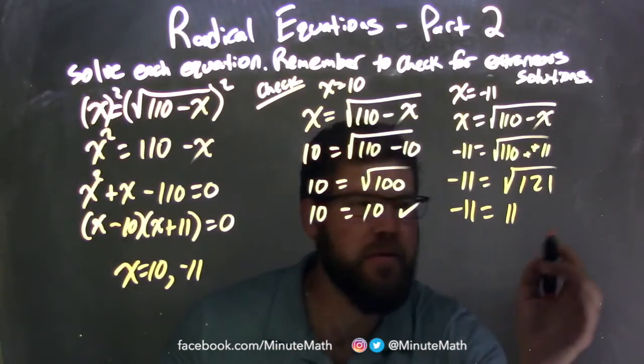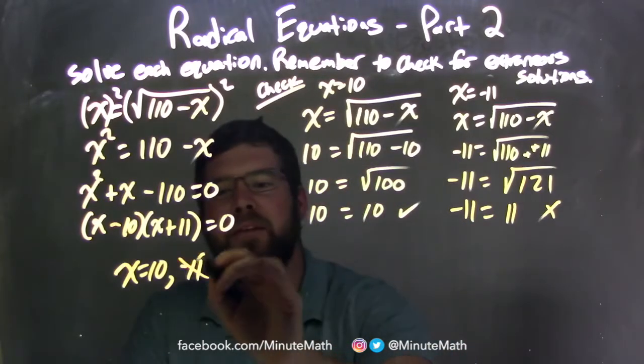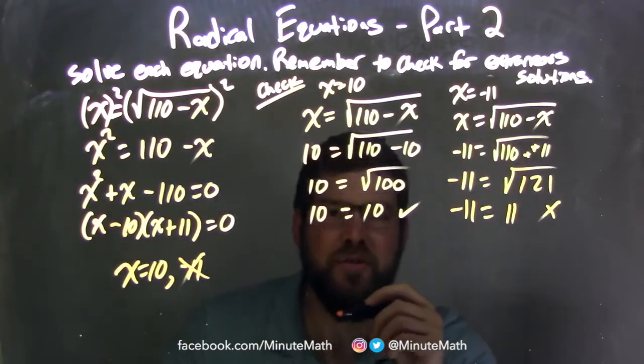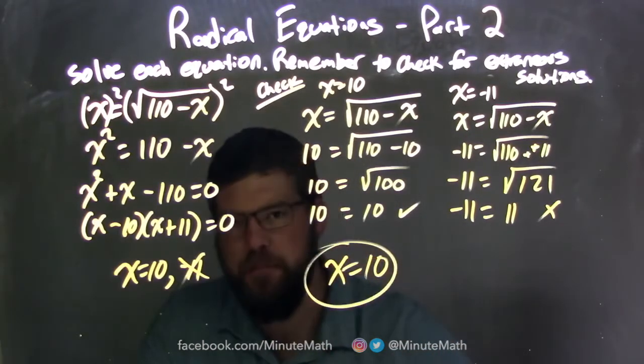Oh, not the same, right? Negative 11 and positive 11 are not the same. That means that negative 11 is an extraneous solution. So my only real solution here is x equals 10.